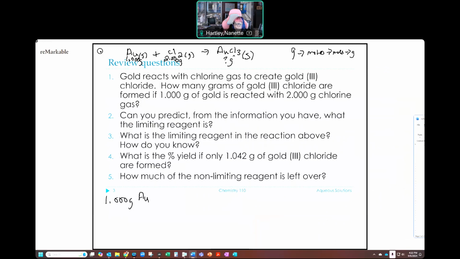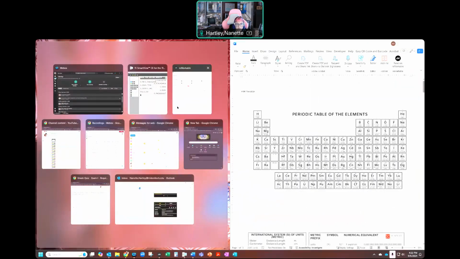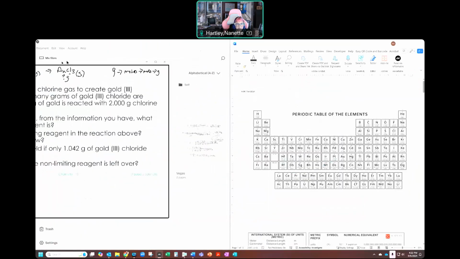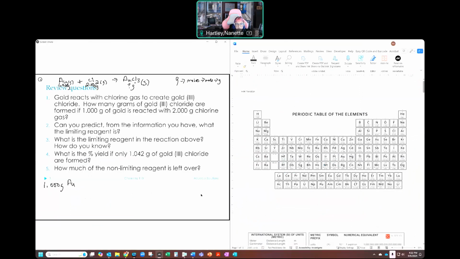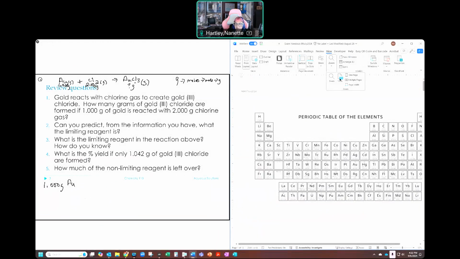So I need to look at this periodic table again, and I'm going to pull this up over here so that I can then put this over here and work side by side. So 1 gram of Au, I know that Au is on this periodic table here, and I can't really see that, so I'm going to see if I can zoom in a little bit. So let's see if I can view and zoom, get that a little bit bigger. Nope. See if I can zoom.